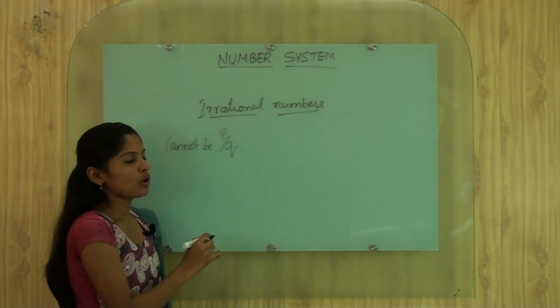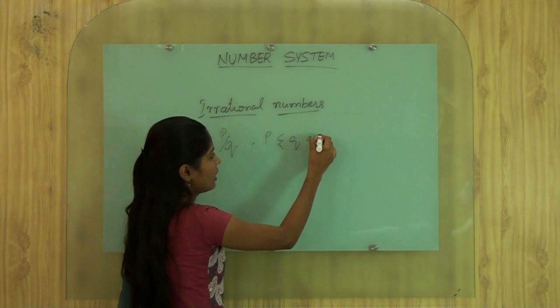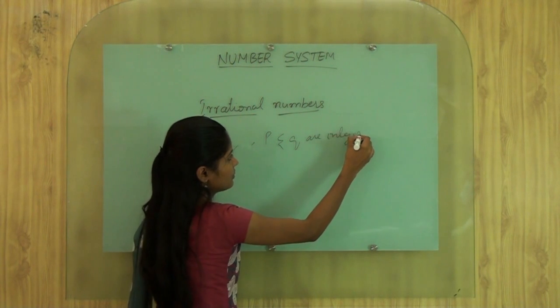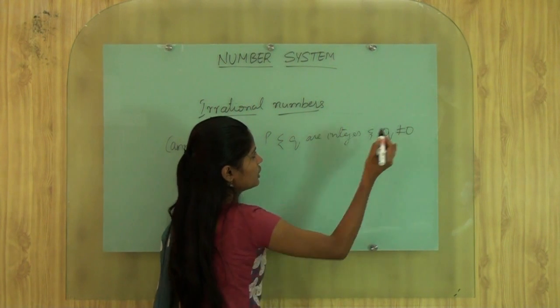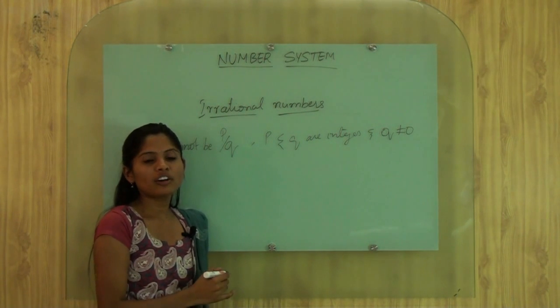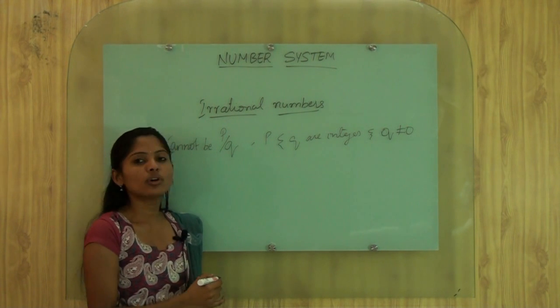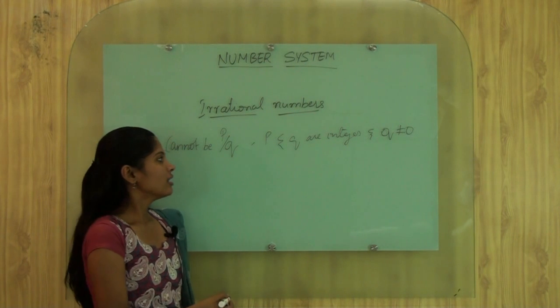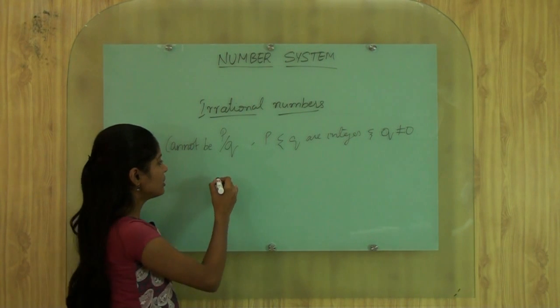Numbers that cannot be denoted in the form of p by q, where p and q are integers and q is not equal to 0, are called irrational numbers. Irrational numbers were first discovered by Pythagoras in 400 BC. Let's take examples of irrational numbers.